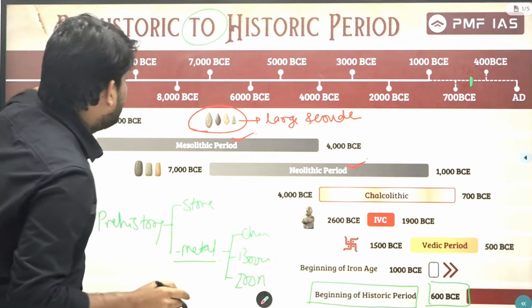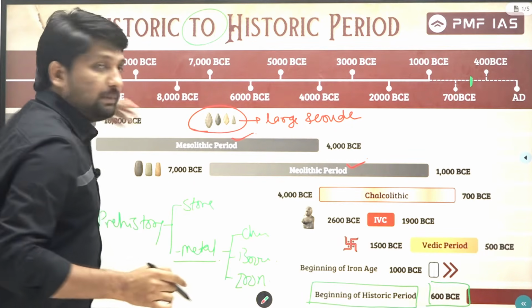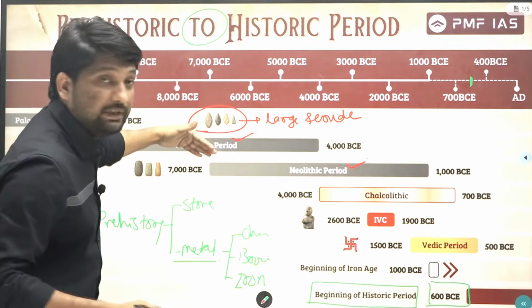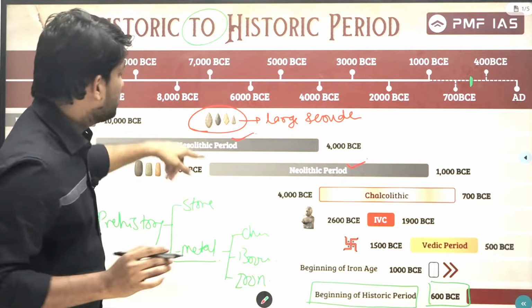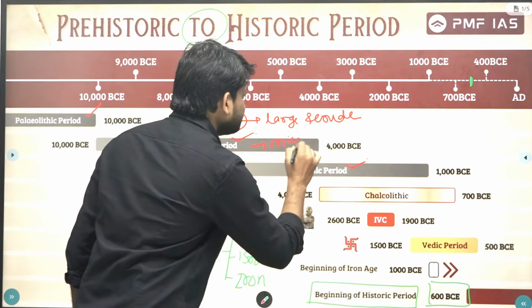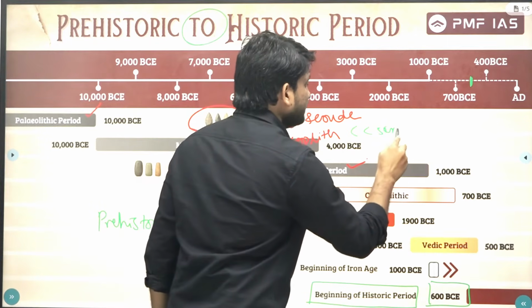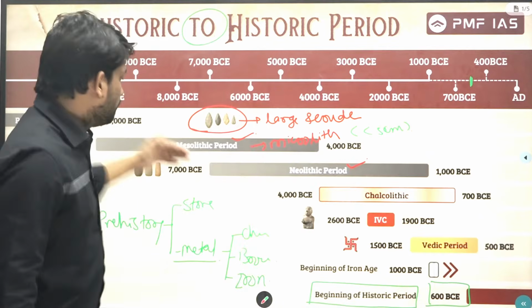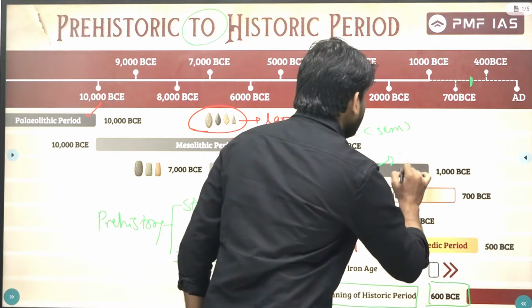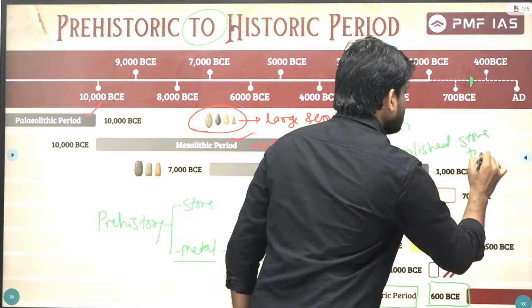Once you go from Paleolithic to Mesolithic, Mesolithic to Neolithic, Neolithic to Chalcolithic, during this period there was advancement of technology. In the Mesolithic period, people were using microliths. Microlith means small stone tools whose size is less than 5 centimeter. If you go beyond the Mesolithic period, to the Neolithic period, people were using polished stone tools.